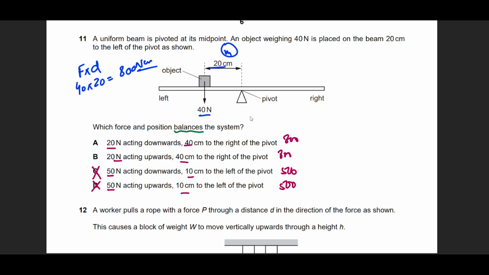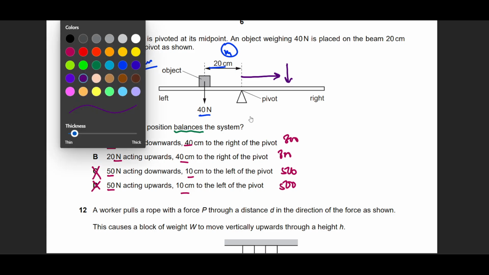So I will not even consider them. We have eliminated at least two options. Moving on to the correct answer. He says 20 newtons acting downwards, 40 centimeters to the right of the pivot. So we move towards the right side of the pivot, and we're going to apply a force at this location somewhere. 20 newtons acting upwards, 40 centimeters to the right.